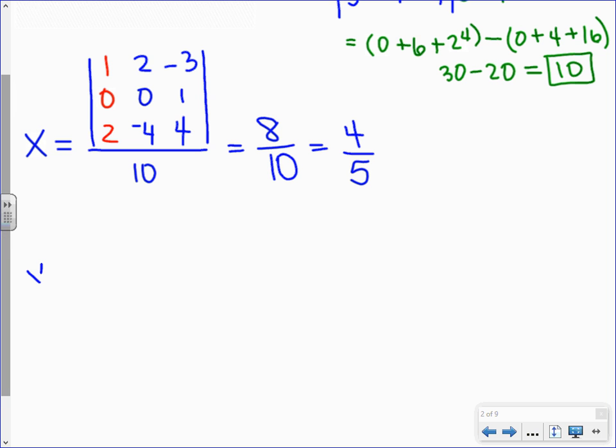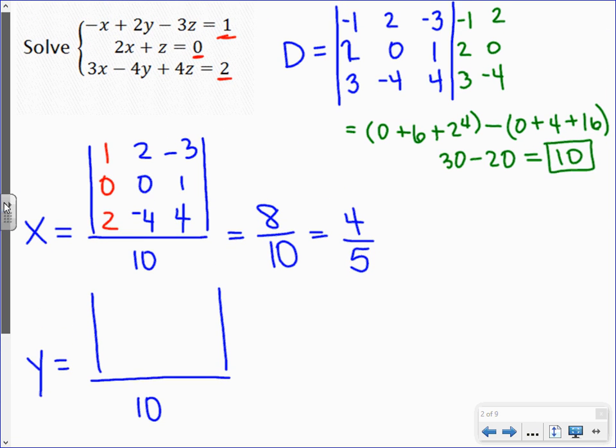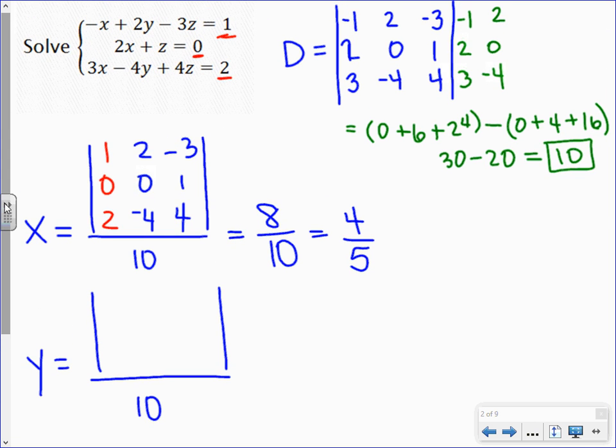To find y, we're going to do the same thing. Our denominator is 10. That's the determinant of the coefficient matrix. Then we're going to take this matrix and now take 1, 0, 2 and place it in the y column, leaving the other columns unchanged.